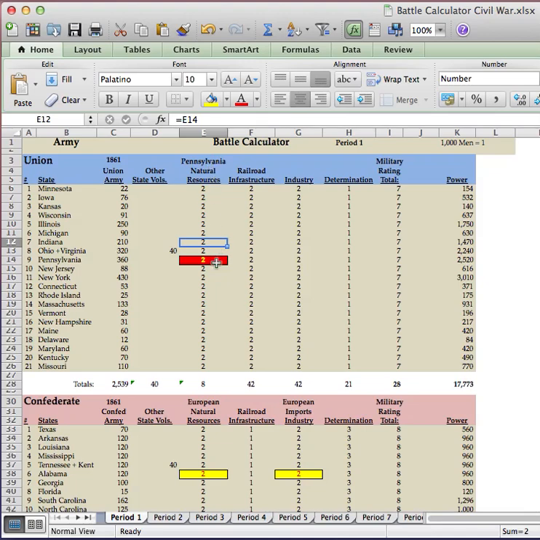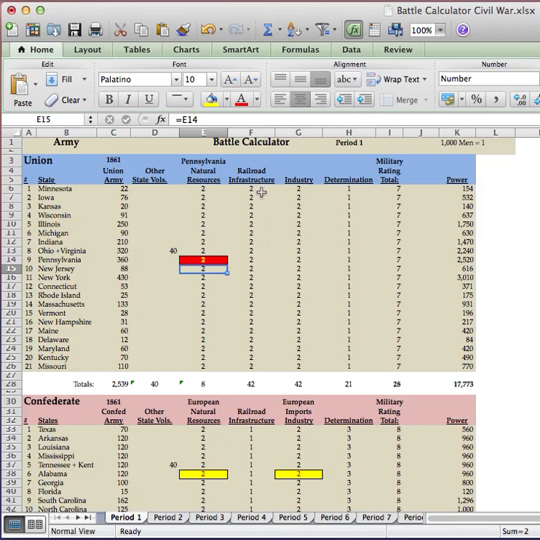Natural resources, most of the natural resources come from Pennsylvania. They were the most developed during the war. And so if Pennsylvania were to fall to the Confederates, we would have to turn that to 0, which would turn everybody's to 0, because that's where most of the resources came from. So we'll put that back in there.